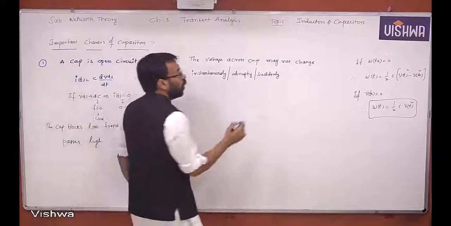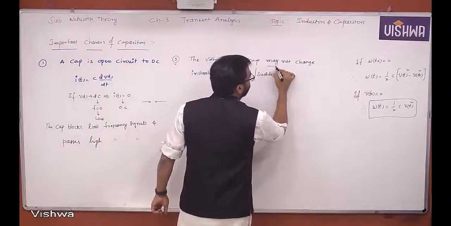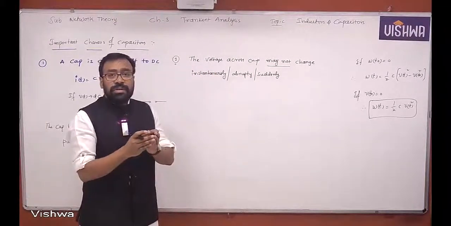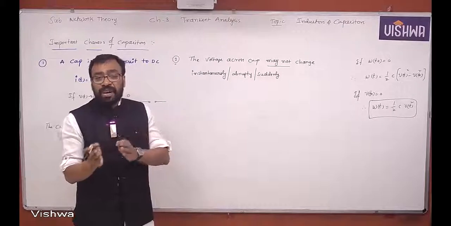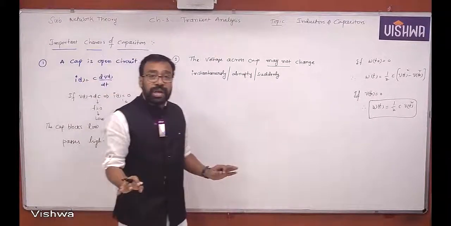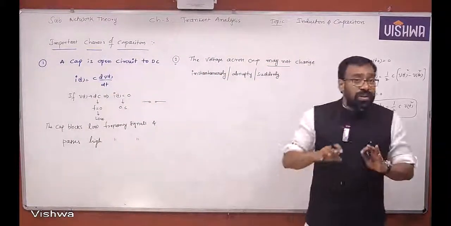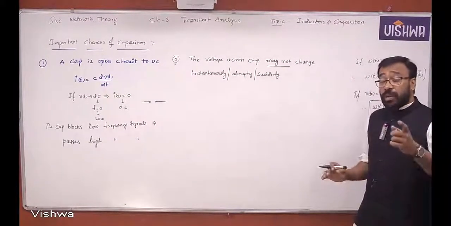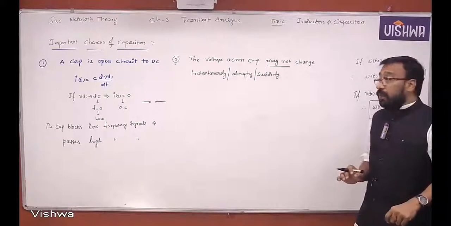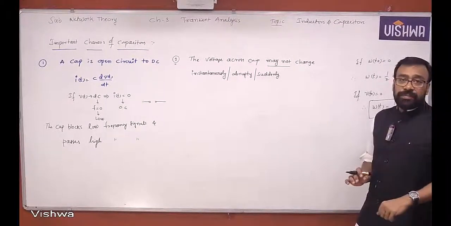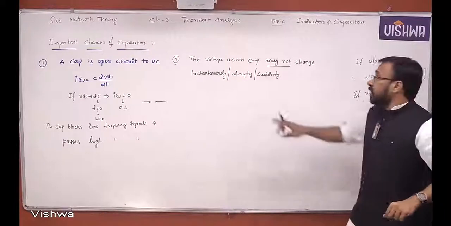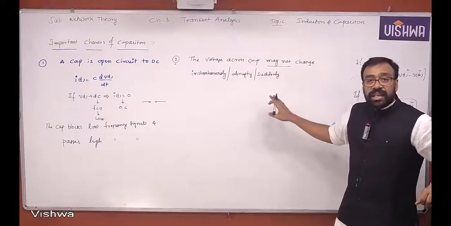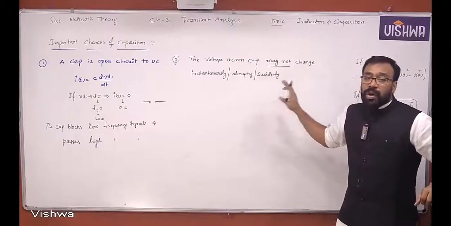Remember all of you, you must always use the term "may not". You must not use words like cannot, shall not, will not, does not. No, you can't really use that. I'll come to that point, why we should not use those words, why we should use only "may not". I have a detailed discussion on that. But as of now, please take it for granted that the voltage across capacitor may not change instantaneously or abruptly or suddenly.